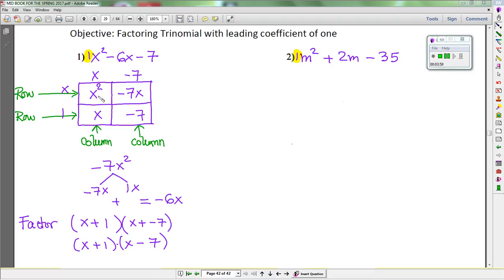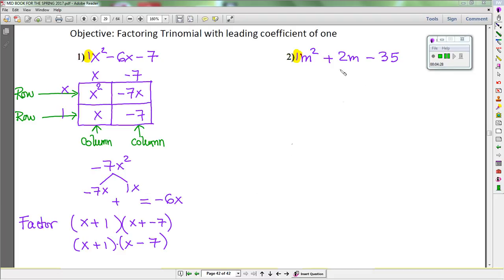When you check it, the answer is right here in the box. x times x gives you x squared. x times negative 7 gives you negative 7x. 1 times x is 1x. 1 times negative 7 is negative 7. Then you can combine like terms. You only have these two terms as like terms right here. Negative 7x plus 1x is negative 6x. So therefore, we found the correct factors.